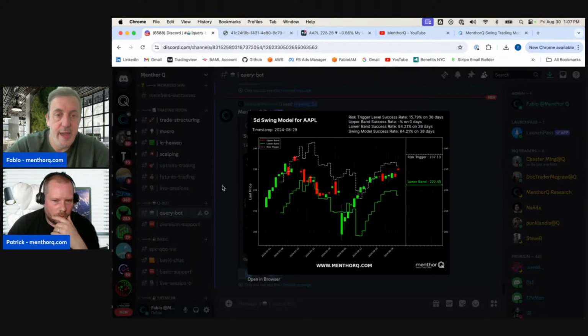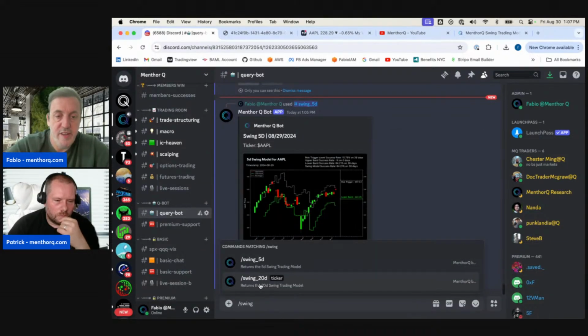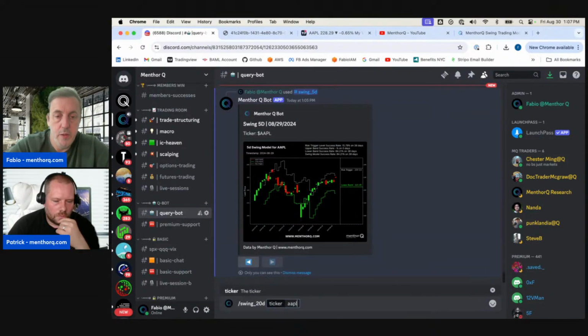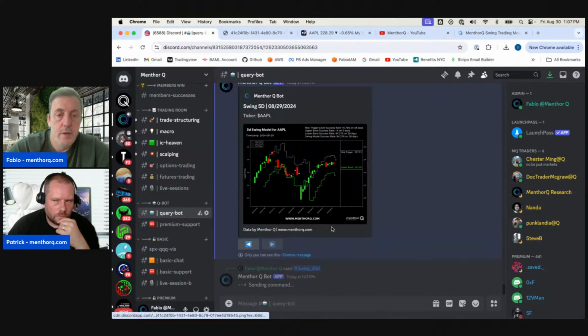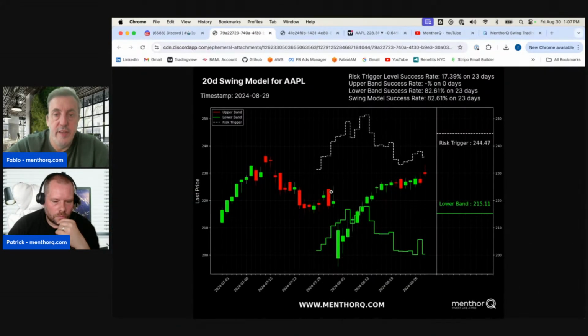We can do the same with the 20 days. So if we type in our 20 days model, we can see the same. We see our lower band here is 215 and our risk trigger is 244. And this is the historical price action of the model and the success rate here at the top.